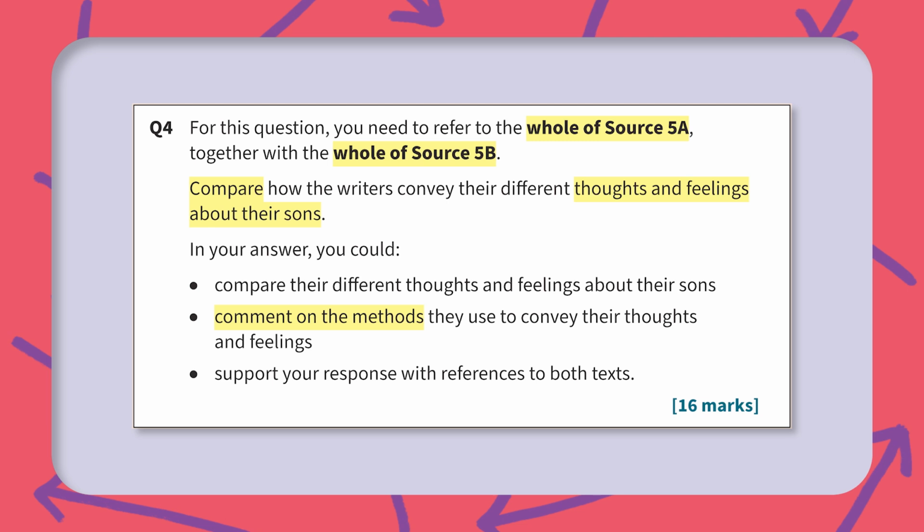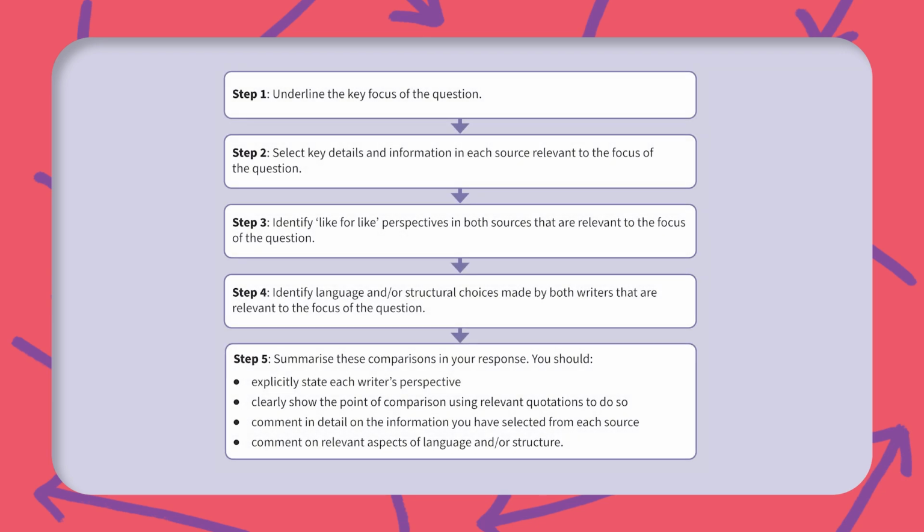So what would be a useful strategy for tackling question 4? Let's look at a 5-stage model. So on the screen, as ever, it's important that you keep focused upon the question. So start by underlining that question focus. Make sure you remember that's what you're addressing as you write. And then select those details, ideas, information from each source that are going to help you answer the question. Find your references, find your quotations.